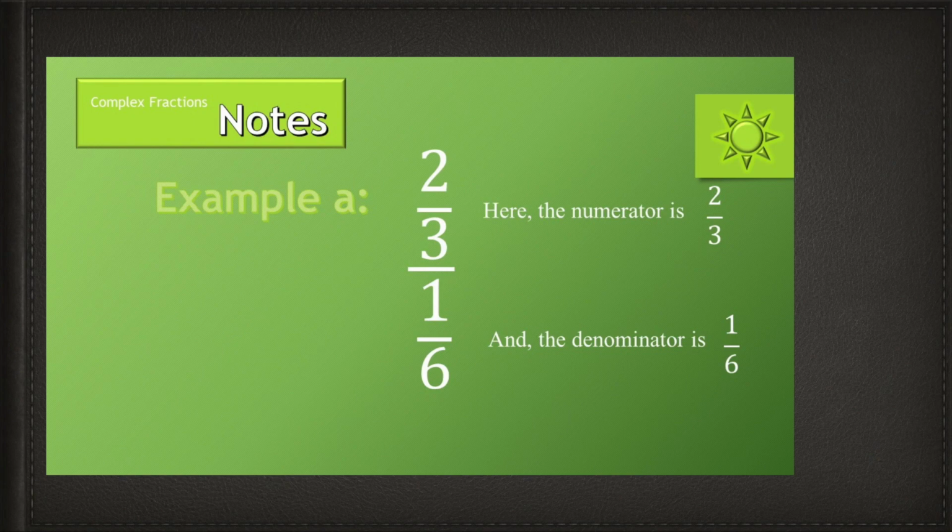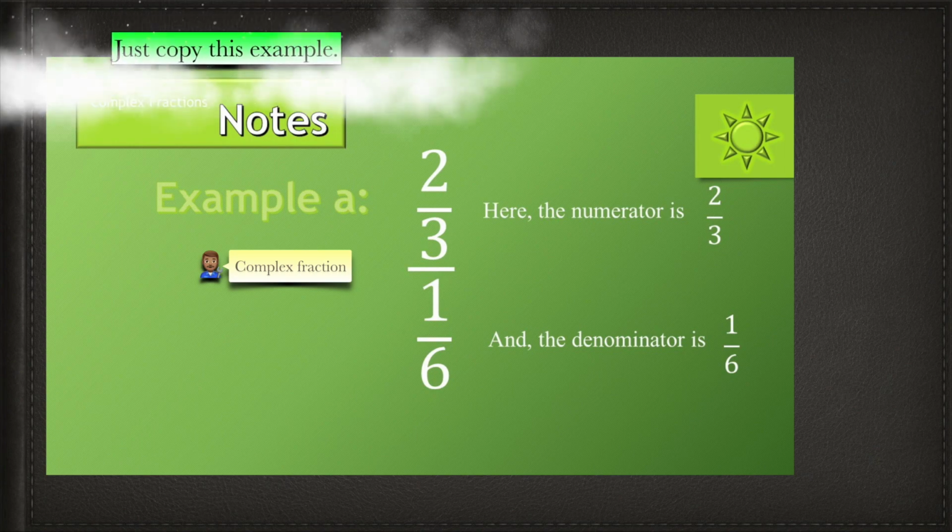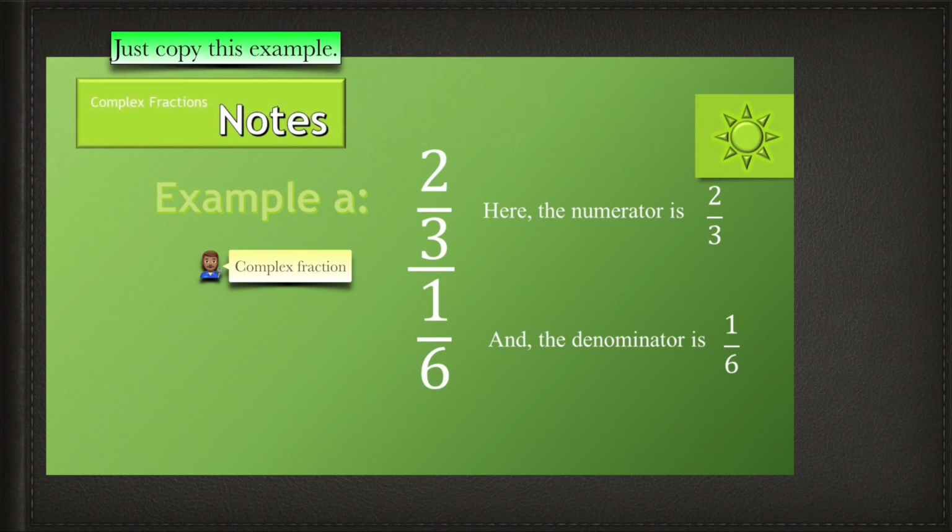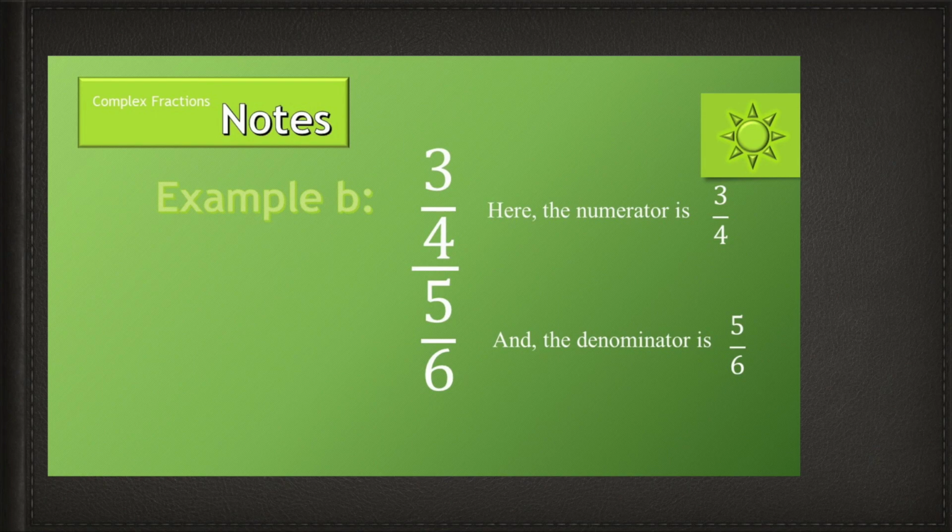Here we have example A. This is what a complex fraction looks like most of the time. Here the numerator is 2/3 and the denominator is 1/6. You have fractions in both the numerator and the denominator. Here's example B. Please get that one into your notes.